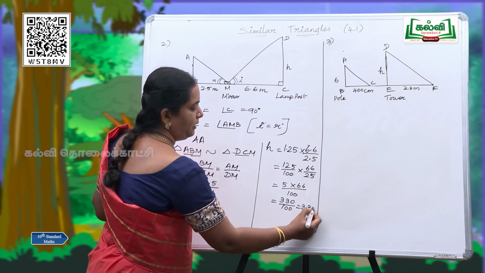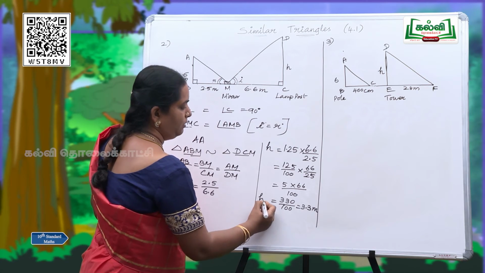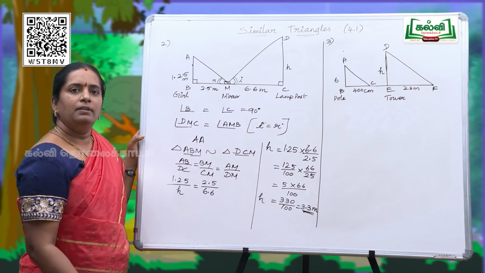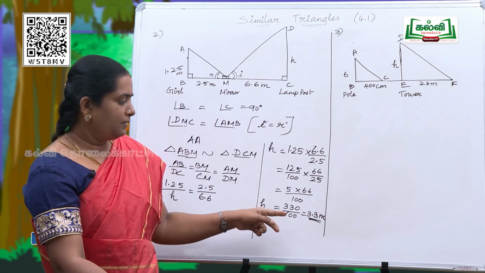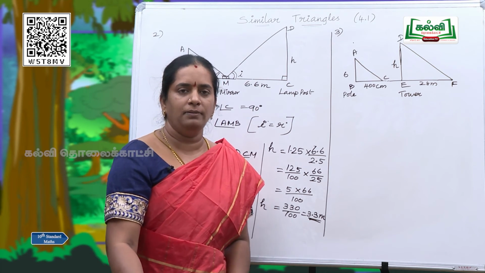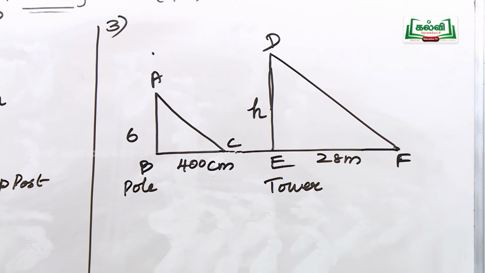Very good. 3.3 meters. That unit should be written in height. Okay, the height of the lamp post here is 3.3 meters. Can you understand? Now we are going to move into the third sum.